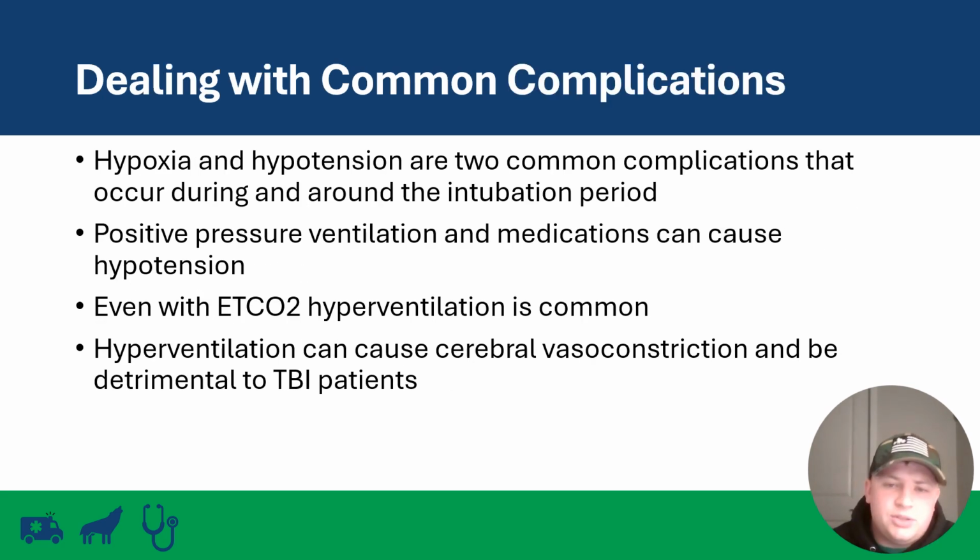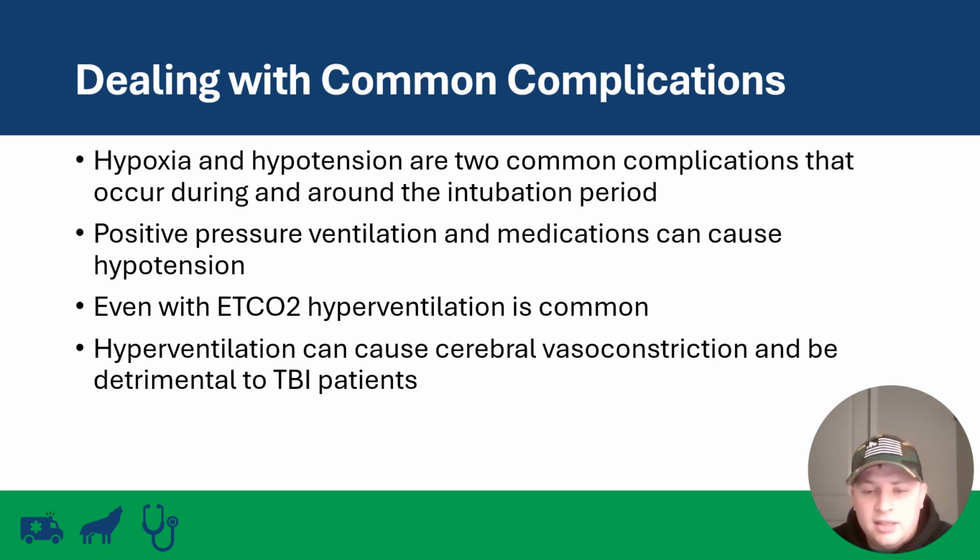So, big complications to be aware of. Aside from just misplacing the ET tube altogether, or sticking it in the esophagus, hypoxia and hypotension are two common complications. They occur either during the intubation attempt or around it, either shortly prior or shortly after. Like we talked about, normally when we breathe it's negative pressure, but when we ventilate somebody we introduce positive pressure. That can cause some hypotension. Additionally, the medications we give can cause some hypotension. They can cause some vasodilation.